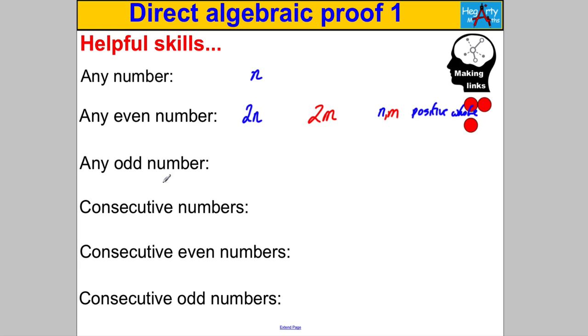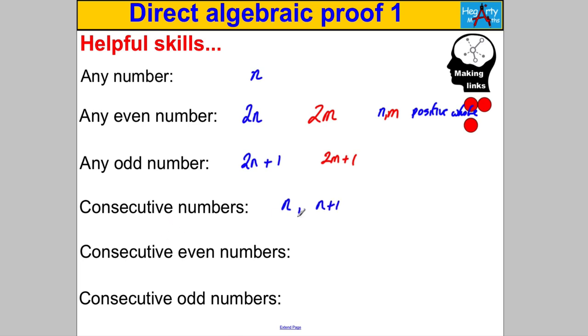What about an odd number? An odd number is always an even add 1. We usually write that as 2n add 1. Or if it was a different odd number, we might call it 2m add 1. Again, n and m must be positive whole numbers. What about consecutive numbers? If we wanted two consecutive numbers, we usually call them n, and the one after it, remember consecutive means directly after it, n add 1.